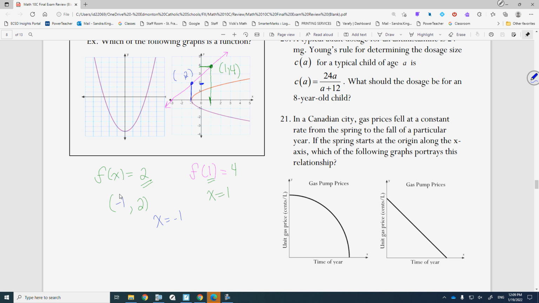And then I remember I gave you a worksheet on this. So if you need extra practice, you could look at extra practice on that.